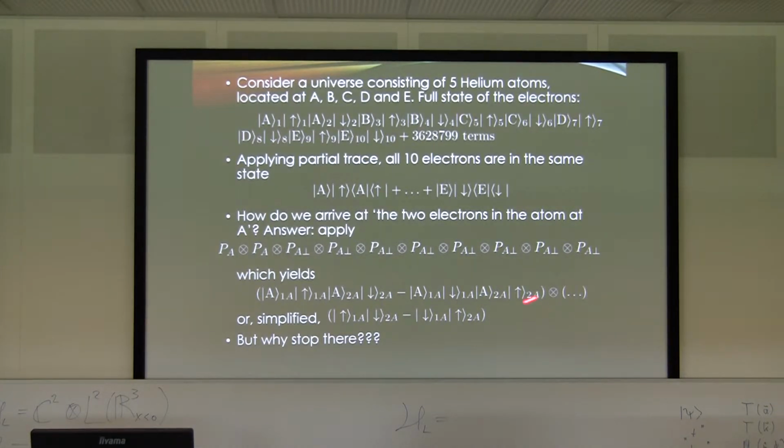And then we can just say, well, I'm going to throw away the description of these other electrons. I'm just going to stick to this first part, because now we see the product state. And then we see we have a singlet state of the 2 electrons of atom A. But why stop there? It's quite arbitrary, I think, to have just chosen this A and this A perpendicular, or say the other subspace.